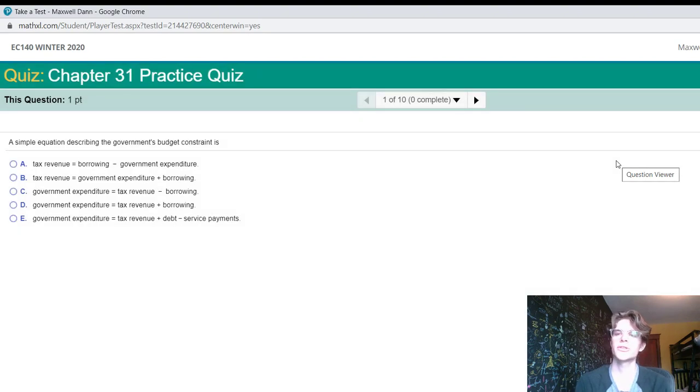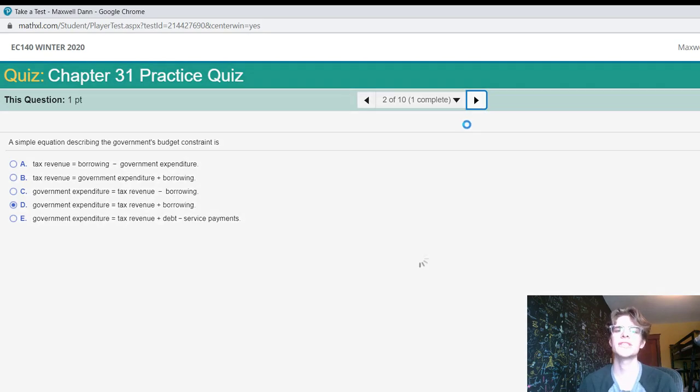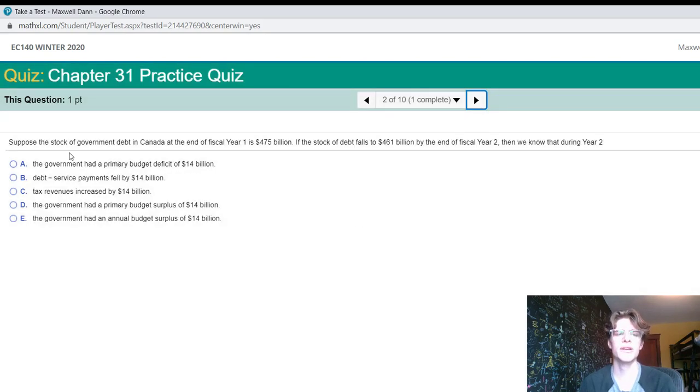A little stretch there, but that's fine. Sample equation describing the government budget constraint is... So that is their expenditure is equal to their tax revenue plus their borrowing. We kind of went through that already. It's not too tricky of a concept to understand, so I won't dwell on that.